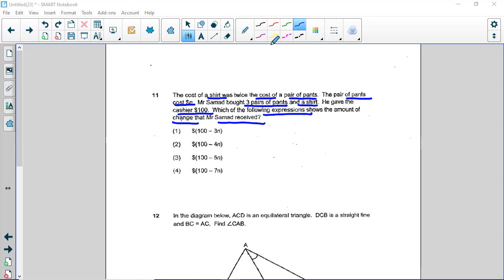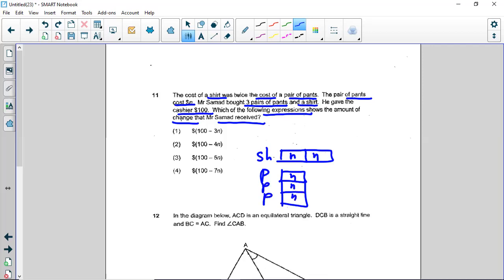Okay, so you draw a model. The shirt costs 2 times or twice as much as the pair of pants, right? Something like that. And the pair of pants costs N. Instead of calling it 1 unit, you just put the letter N inside and the shirt will be 2N, right? Shirt is 2N. And Mr. Samad bought 3 pairs of pants. So you just stack down, stacking model, right? This is called a stacking model. So you have 3 pairs of pants. And so what's the total cost? How much did he spend altogether? So he must have spent $5N. Okay, $5N. And then he gave the cashier $100. So what is the change?